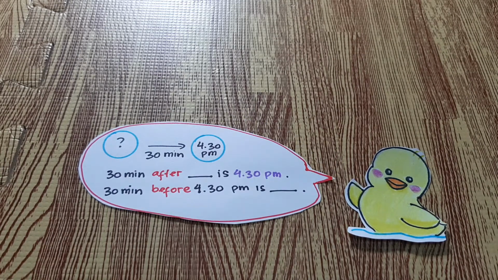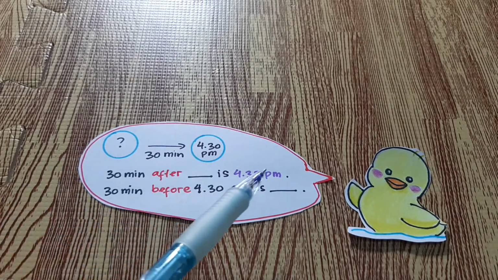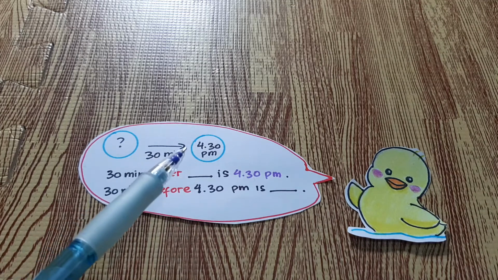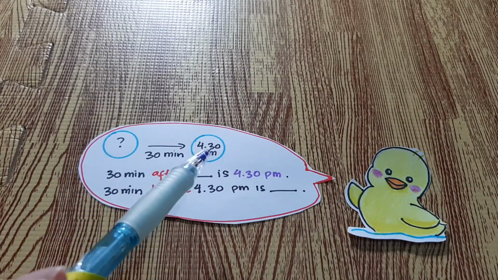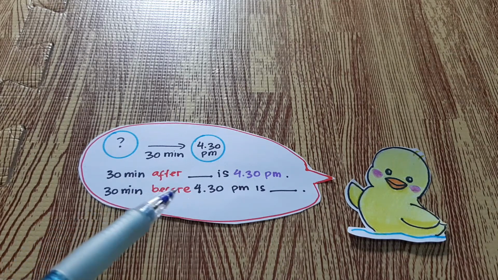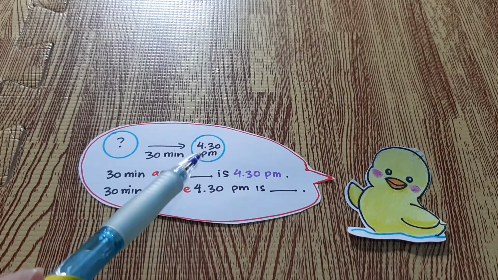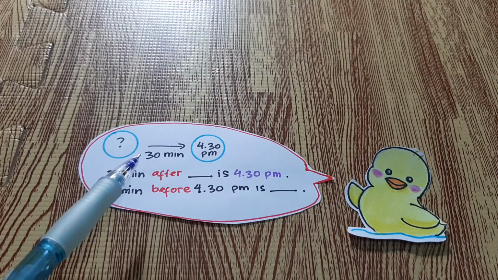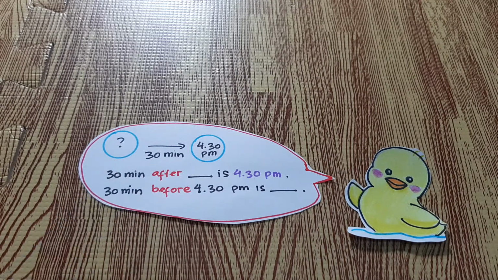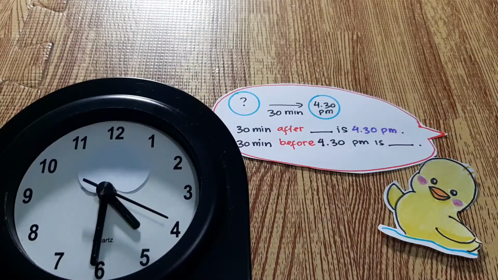So 30 minutes after what time is it? It becomes 4:30 p.m. So it's easy. So 30 minutes after this, you don't know, right? So let's go with 30 minutes before 4:30. So 4:30 backward 30 minutes is 4 p.m. If you have difficulty, you can use the clock. Okay, so this one is 4:30.